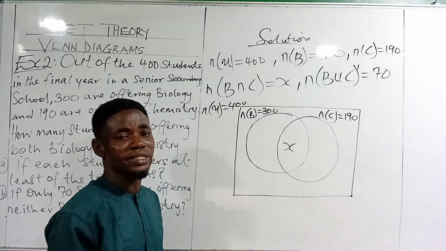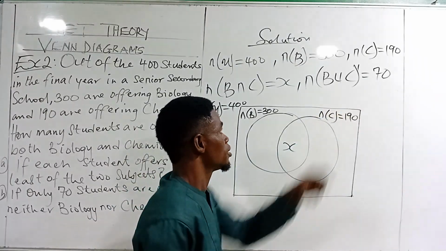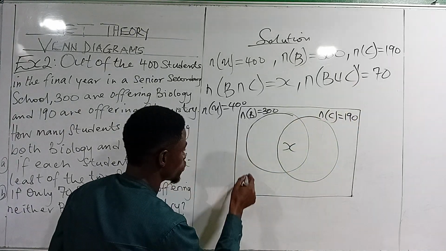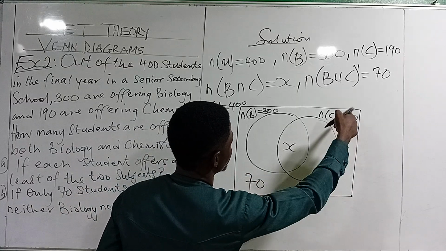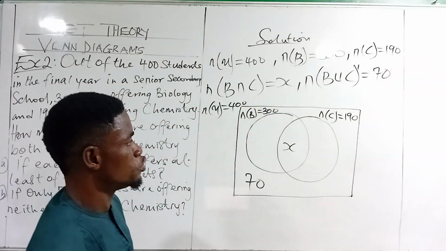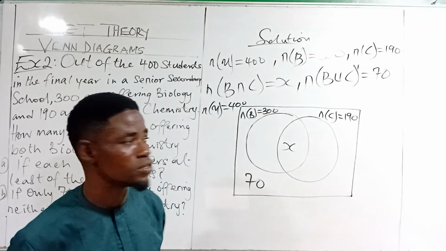Then those who did not offer any of the two subjects, which is (B union C)', Y. So we put that one here. If you like, you can put it here. Just make sure that you put it outside the two regions or outside the regions given.